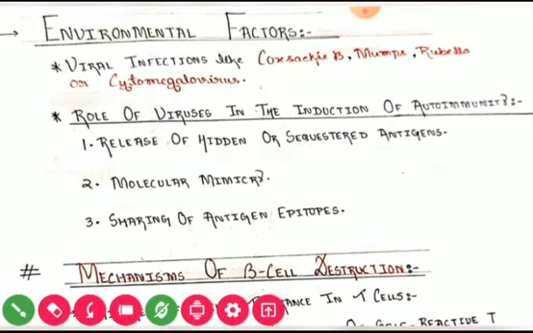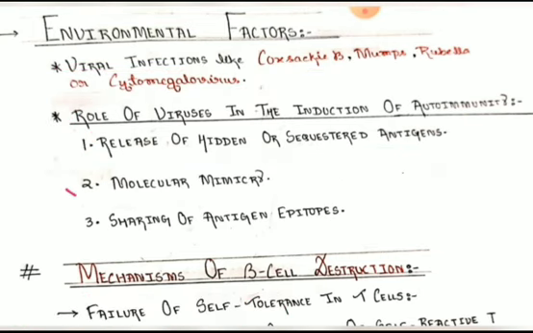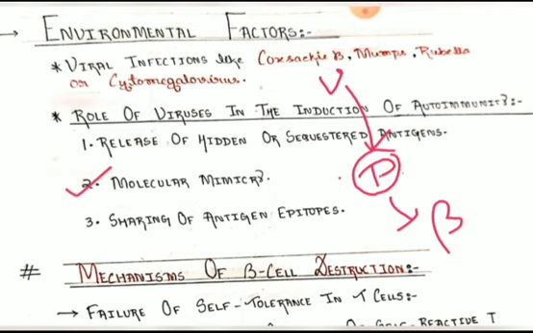Now coming to the second mechanism. The second mechanism is molecular mimicry. What would happen? The viruses will enter the body, and these viruses would cause release of certain proteins. Now these proteins would mimic the beta cell antigen. So since these proteins mimic the beta cell antigen, what will happen?